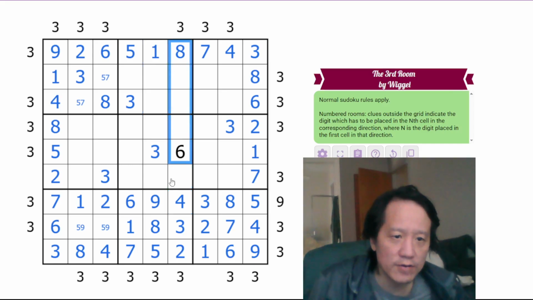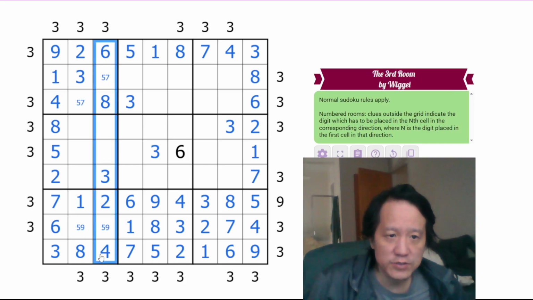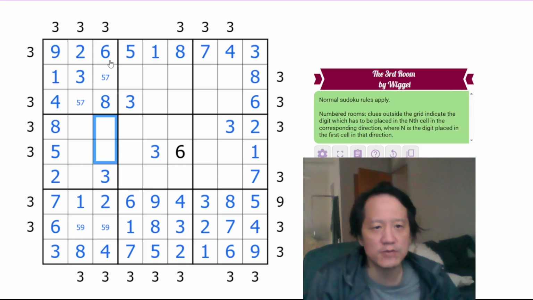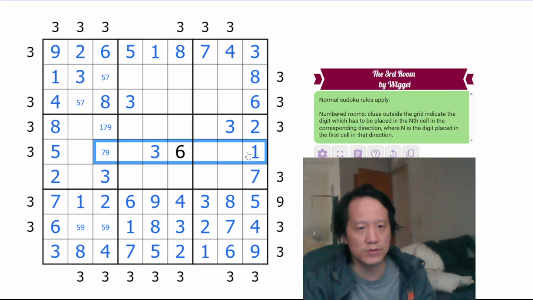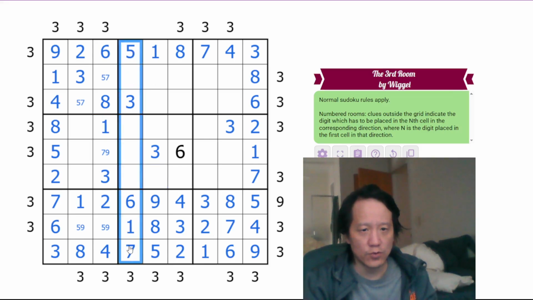Okay, let's do the rows and columns with 5 in them. Let's do column 3. The remaining digits are 1, 5, 7, and 9. This can't be 5 at all. And this can't be 1 because of the 1 in the row. So where is the 1 in column 3? It has to be here. So that's 1.